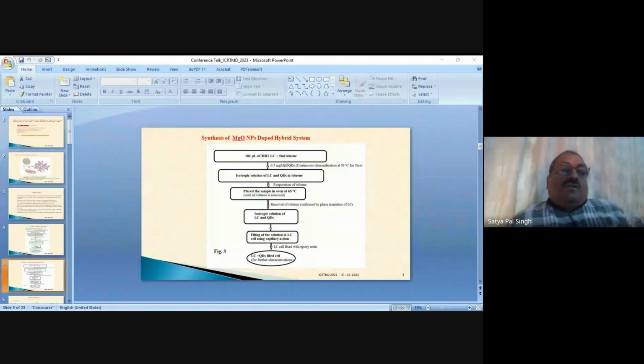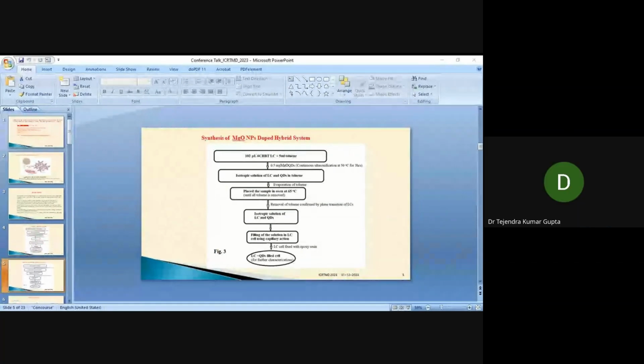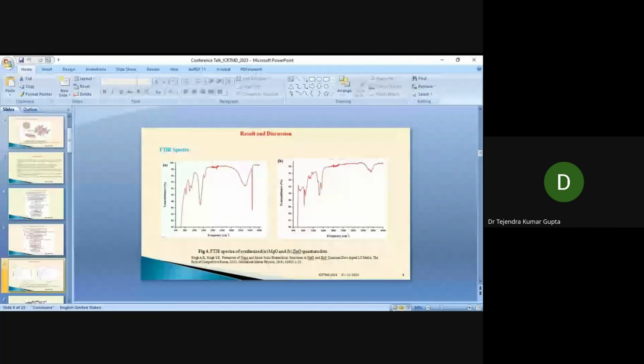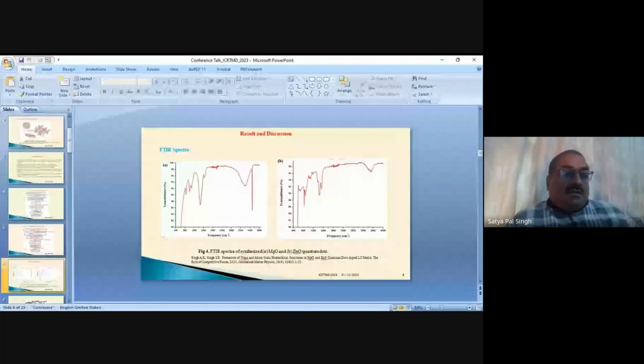So next thing comes to results, where we have done FTIR to confirm whether the pure MgO and ZnO quantum dots are prepared. So the FTIR spectra mainly confirms this. Yes, sir, the time is very late. Yes, so this is the FTIR spectra, which confirms the purity also. So keeping in view the time, I just show some of the pictures which are important.